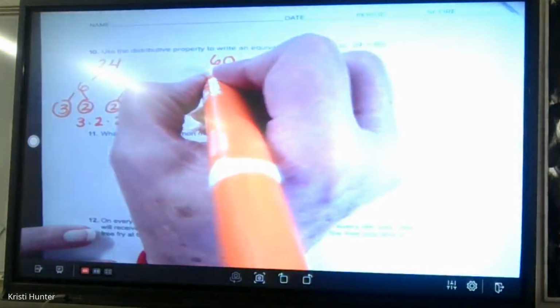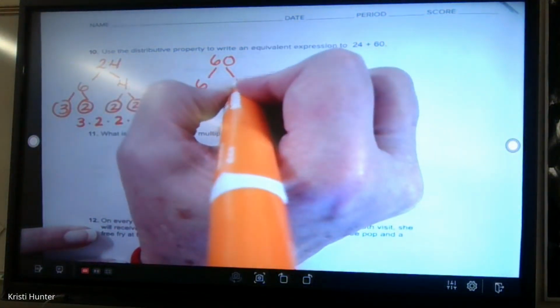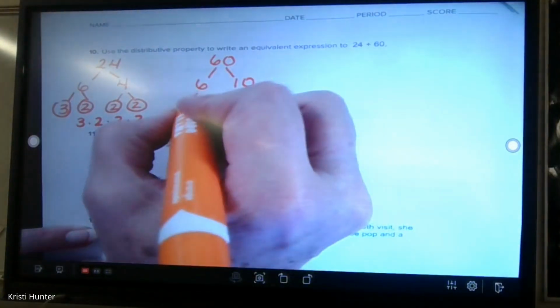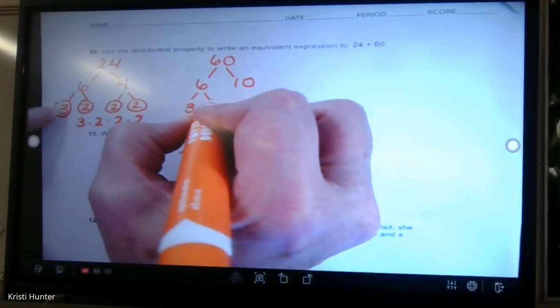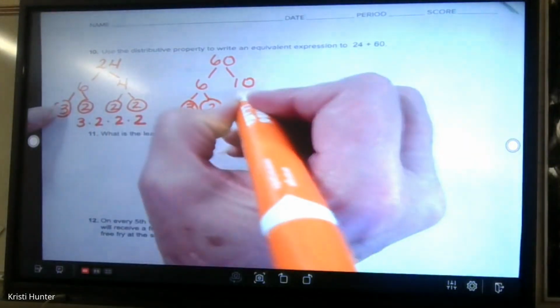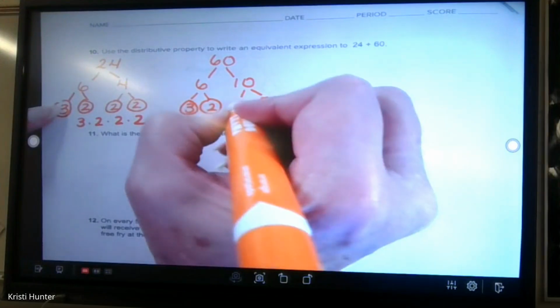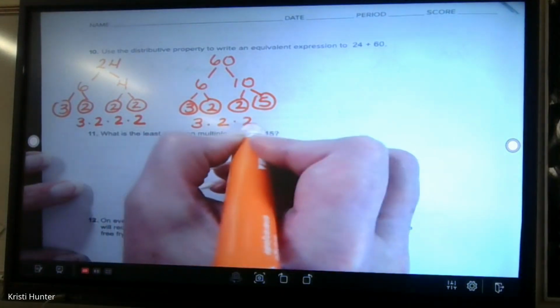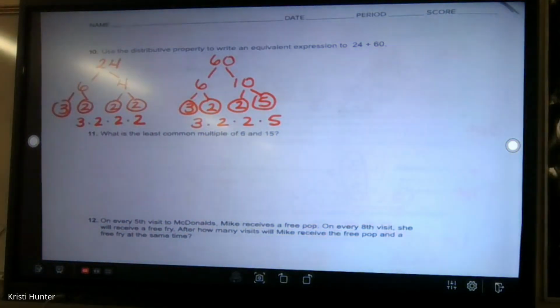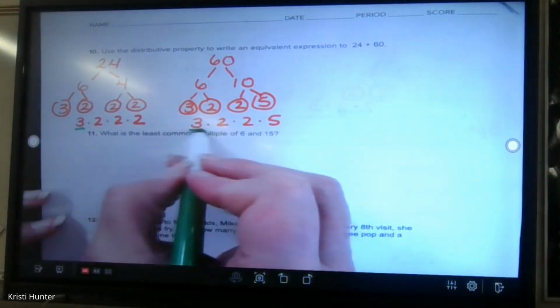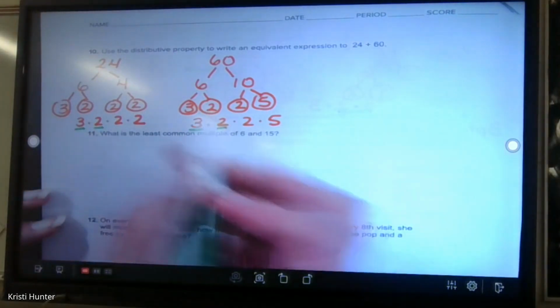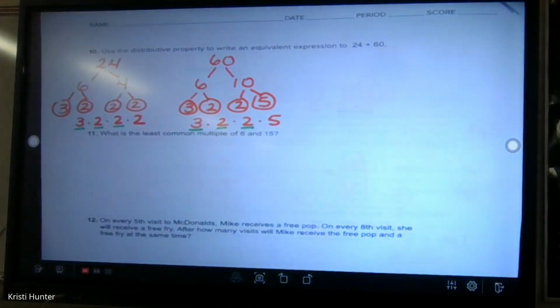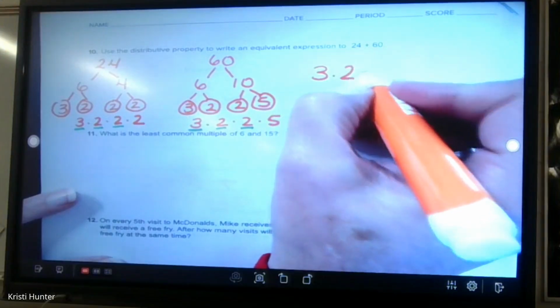Over here, 60, well, what pops into my head first is a 6 and a 10, which I just broke 6 apart over here into a 3 and a 2. A 10 can be 2 times 5. So now I have a 3, 2 2s, and a 5. So I'm going to look at what they share. Well, they both have a 3. They both have 1 2. They both have a second 2. But that's where they stop pairing. So that means they share a 3, a 2, and a 2.